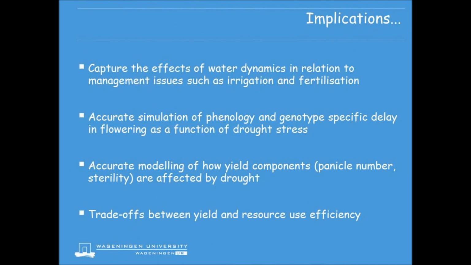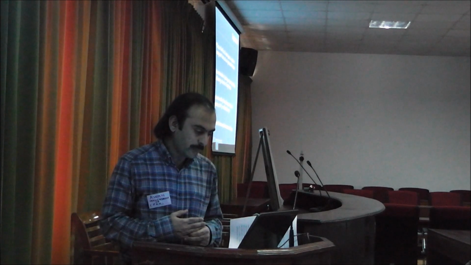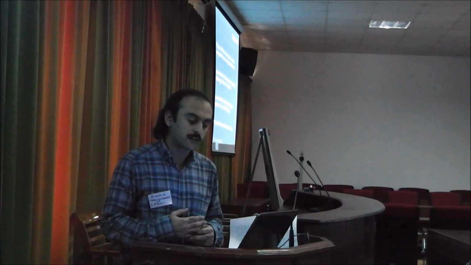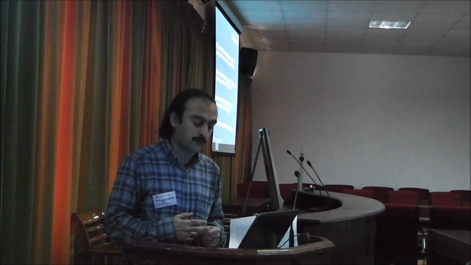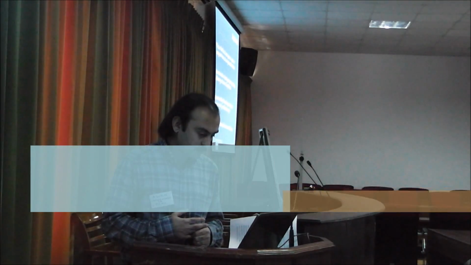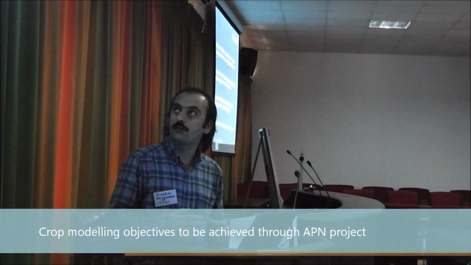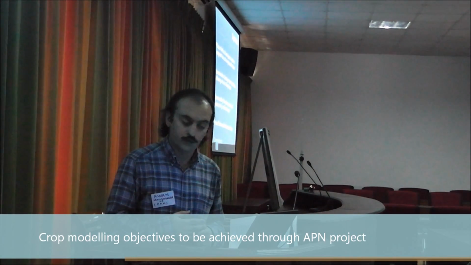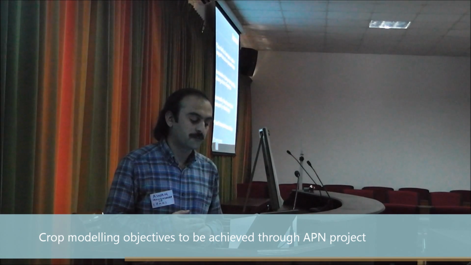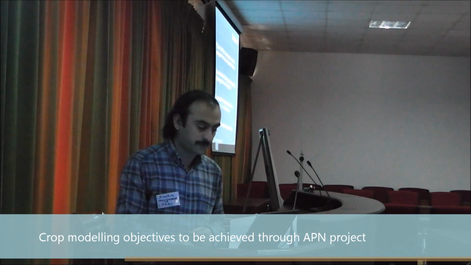So based on the findings of this study, I would like to capture the effects of water dynamics in relation to management issues such as irrigation and fertilization, and accurate simulation of phenology and genotype-specific delay in flowering as a function of drought stress, that is probably possible through the rice model. This has great implications for overall resource use, accurate modeling of how yield components are affected by drought, and to study the trade-offs between yield and resource use efficiency.